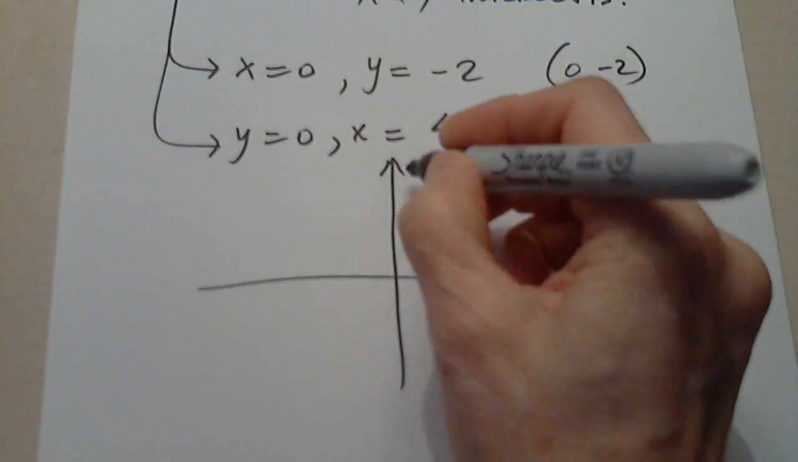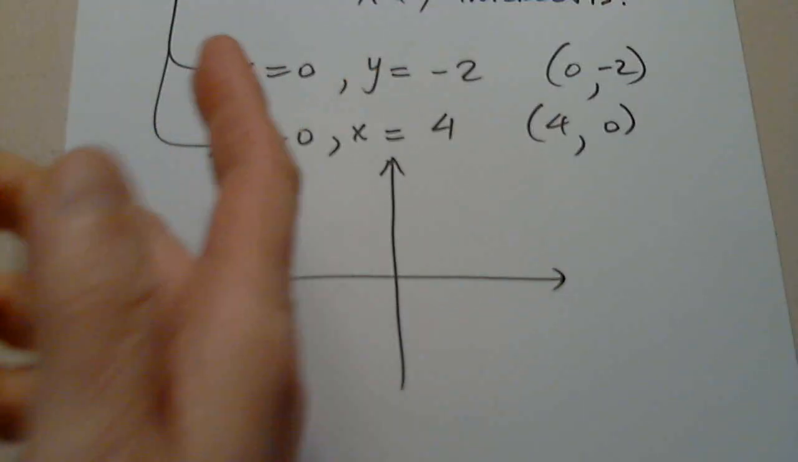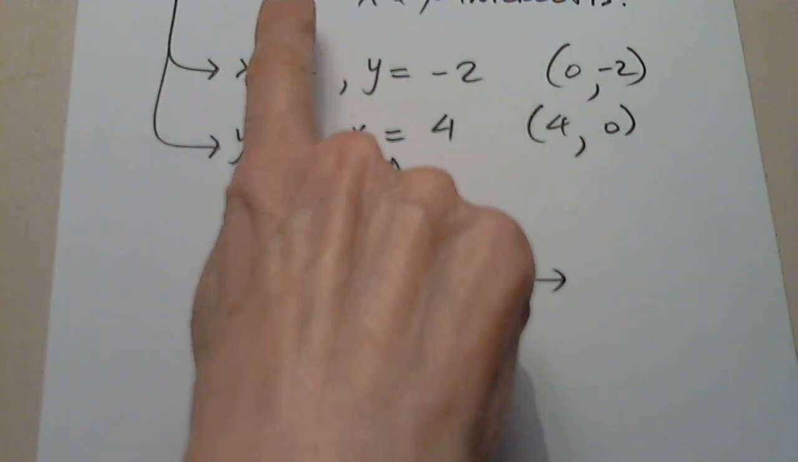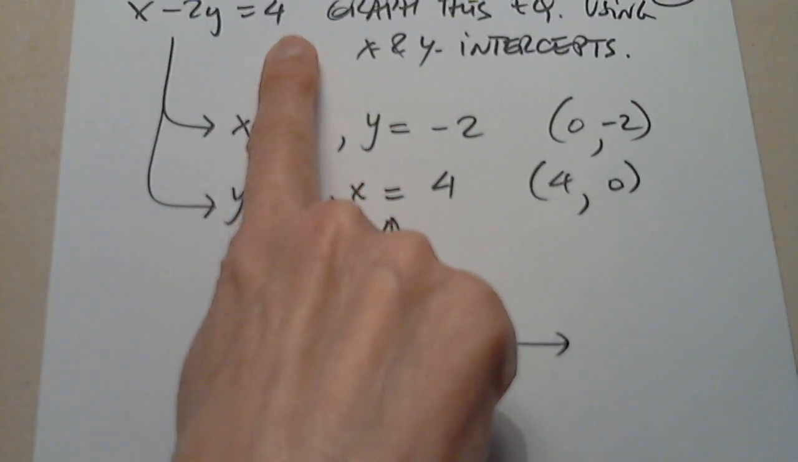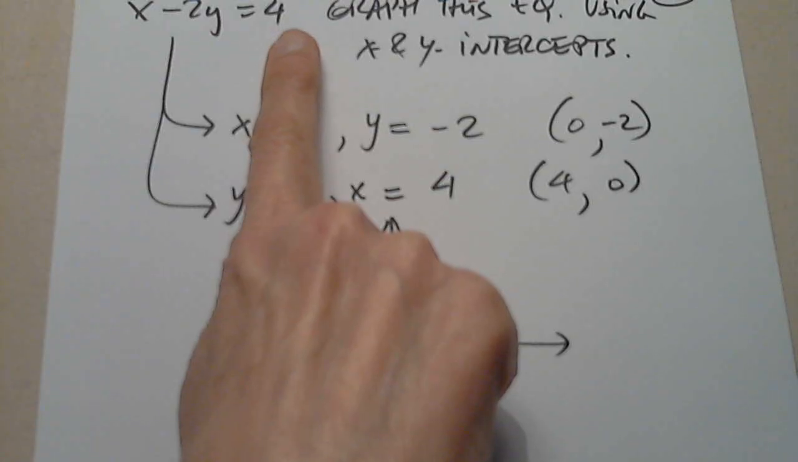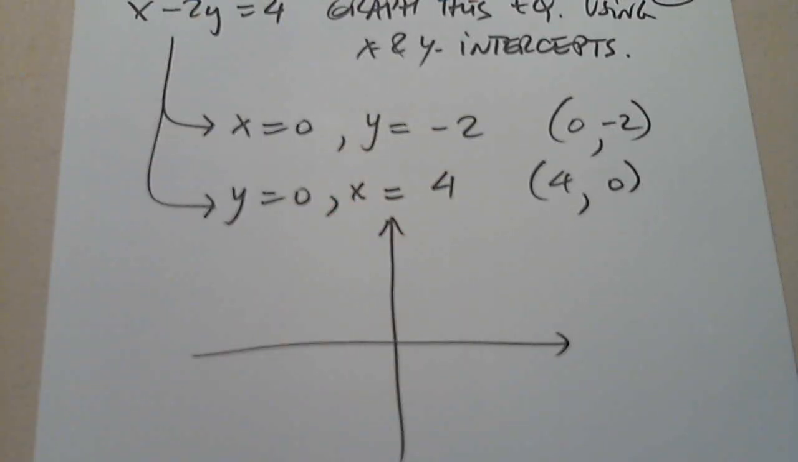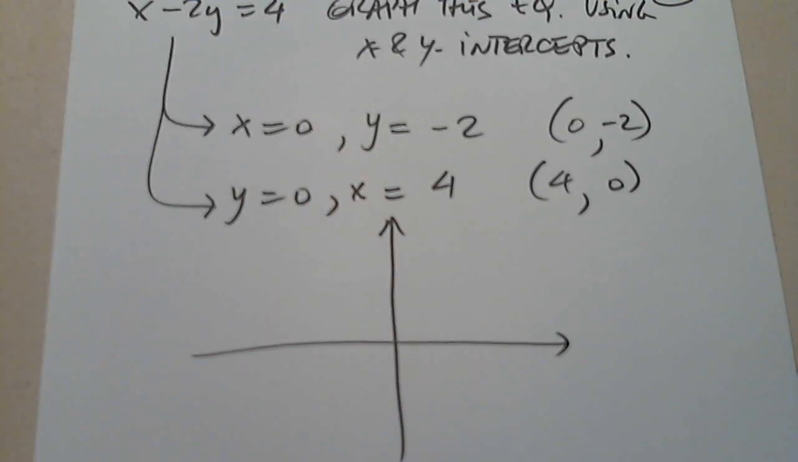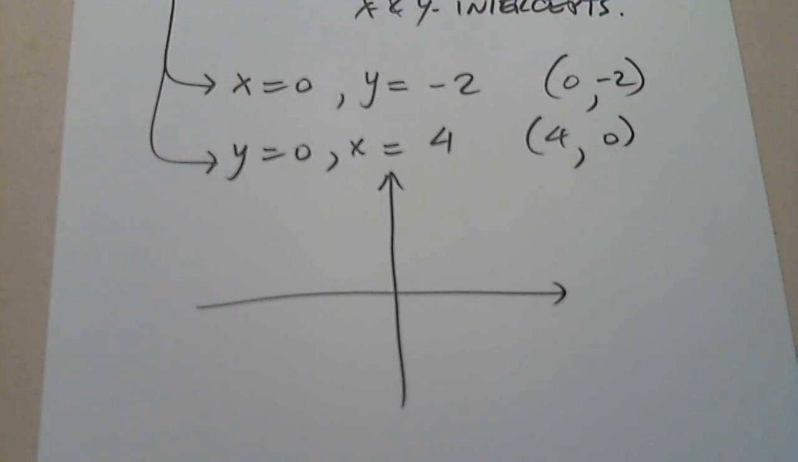We're going to plot, connect, and extend the line. Will this graph pass through the origin? The answer is no, because the equation has a free term. If it has a free term, 0, 0 will not be 4. So because it has a free term, it will not pass through the origin.